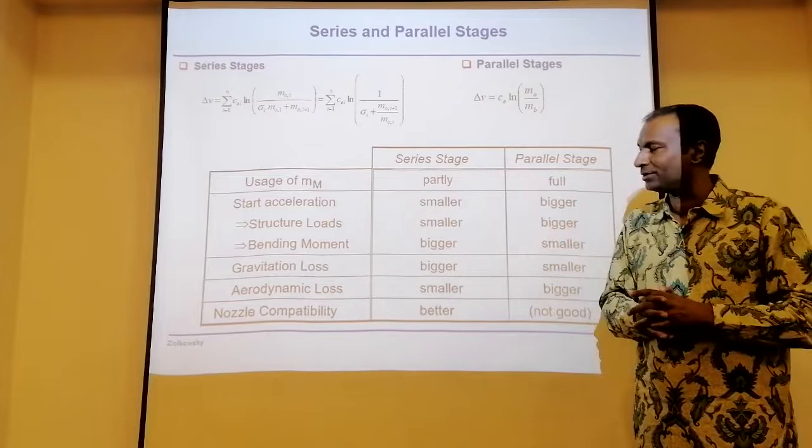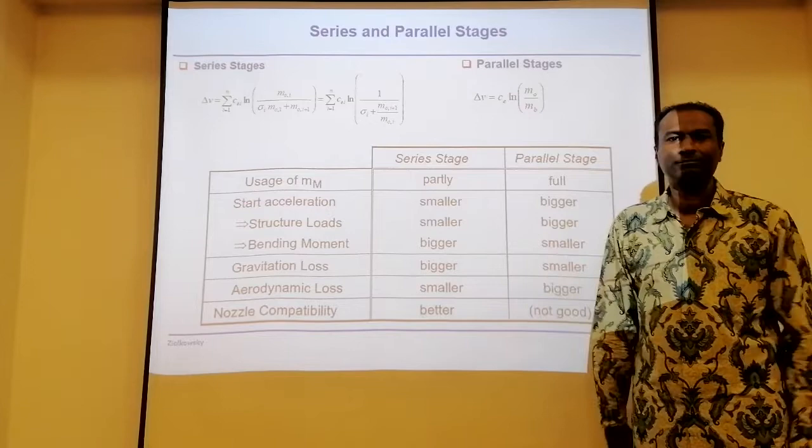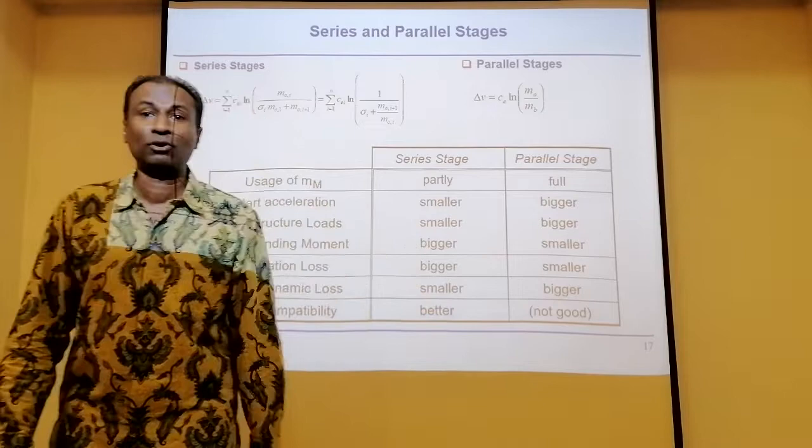So what I'm going to do is, why can't I actually tweak the design, maybe put the engines side by side and turn them on together? In series staging, every time only one engine is on. But if I put them together, side by side, I can turn on two engines.